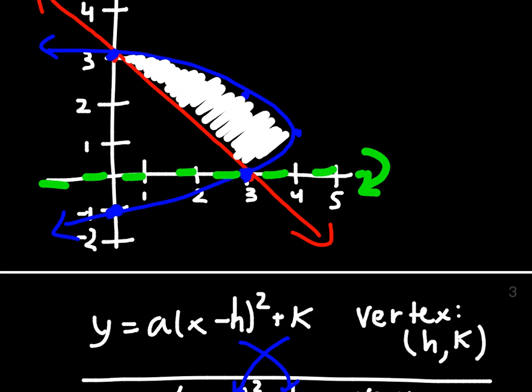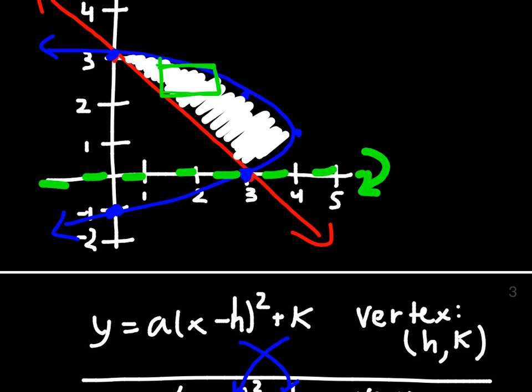Remember, when you do shells, well, for both methods, you have to start with a typical rectangle. The typical rectangle that we draw with shells is parallel to the axis of rotation. And so here is a typical rectangle that is parallel to the axis of rotation. First off, notice that that rectangle is horizontal.